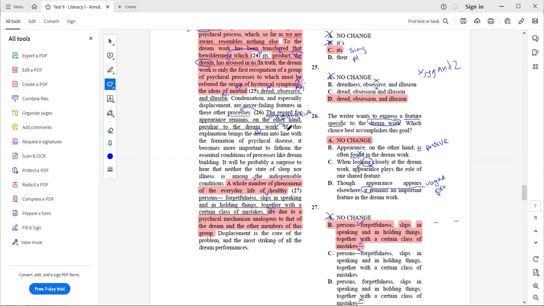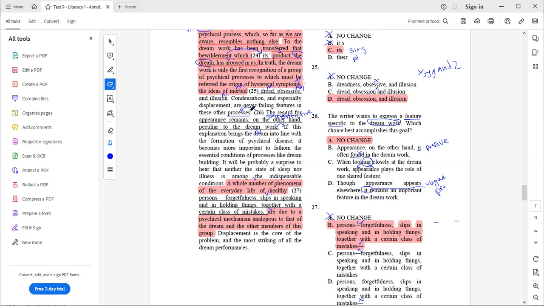The regard for appearance remains, on the other hand, peculiar to the dream work. If this explanation brings the dream into line with the formation of physical disease, it becomes more disease to fit through the essential conditions of processes like dream building. Okay, so now we know that there is the word dream here, and we're talking about dream. And also here, he talked about the appearance and peculiar and these things and talk about the processes.